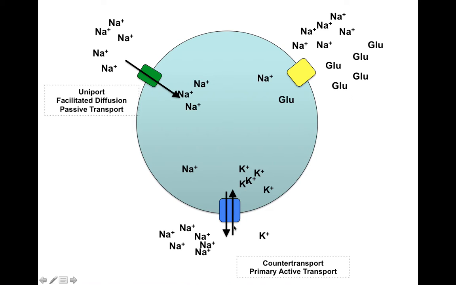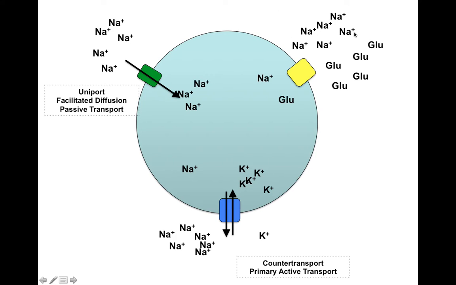This kind of transport requires ATP because it is moving substances against their concentration gradient. The third type of transport we look at is secondary active transport. Now, what we're going to see right here is that secondary active transport, when we look at this example by itself, looks a lot like diffusion. So let's look at the mechanism that takes place.